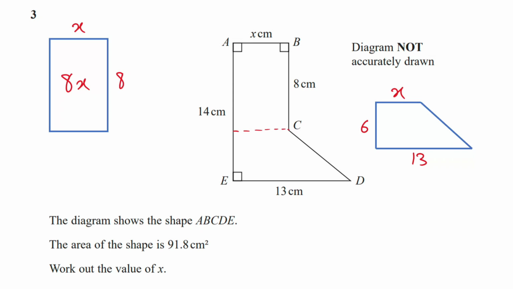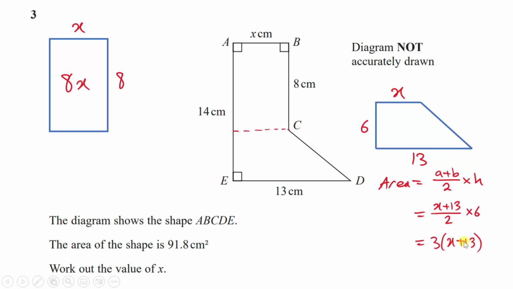Now if you remember, the area of the trapezium formula looks like this, where a and b are the parallel lengths, so the top and bottom. So it's x and 13, and h is 6. If you put that into the formula, you should get something like that. And you can simplify it further. If you've got 6 here and 2, 6 over 2 is 3.